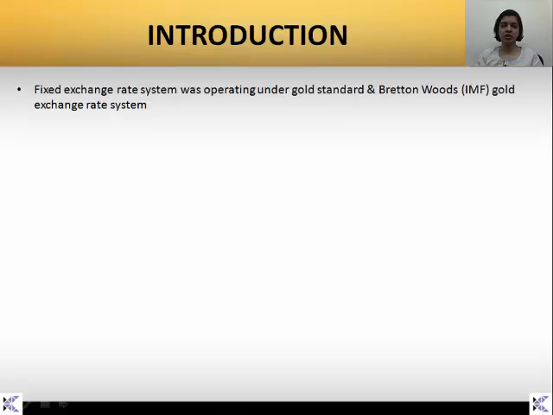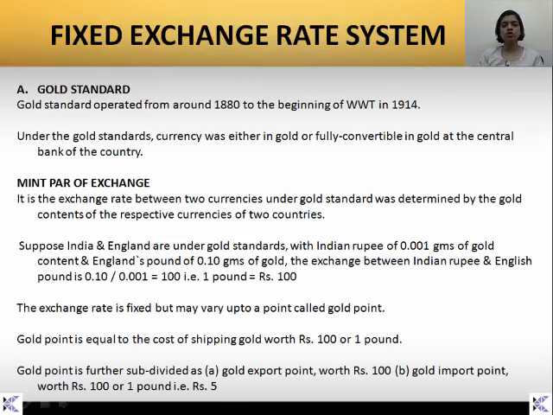Now, the fixed exchange rate system was operating under the gold standard and Bretton Woods, which is the IMF gold exchange rate system. Now let's first understand what the gold standard was. The gold standard operated from around 1880 to the beginning of the World War in 1940.